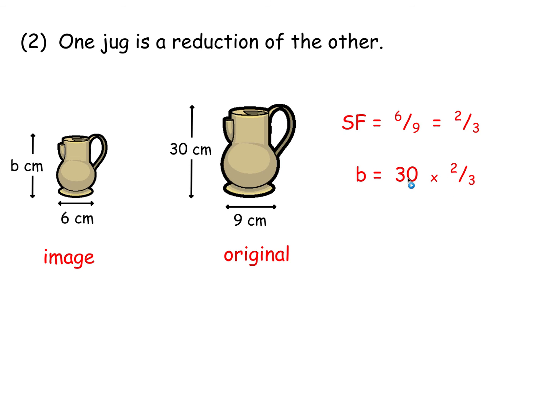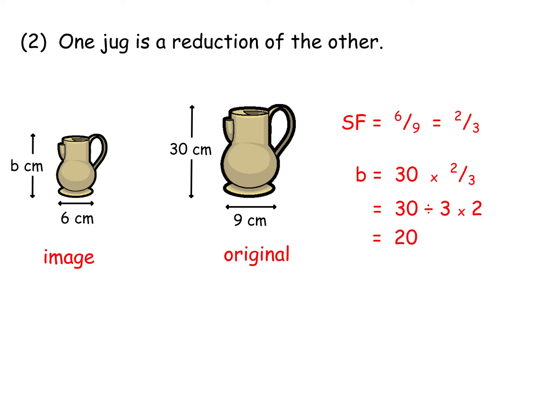30 times 2/3, divide by 3, the bottom number, multiplied by 2, the top number. 30 divided by 3 is 10, times 2 is 20. So here we have B is 20. Now it's a simple set of calculations. Calculate the scale factor from image over original, simplify the fraction, and then multiply by the scale factor to find the image. Now always be careful to pick the correct shape as the image. It's the one with the letter, the one you're trying to find out the value of.